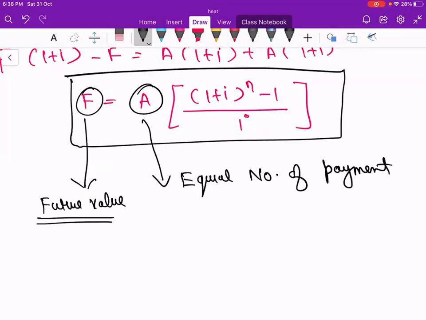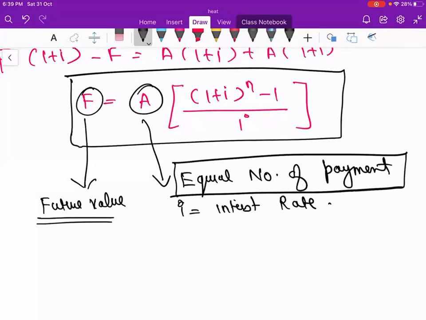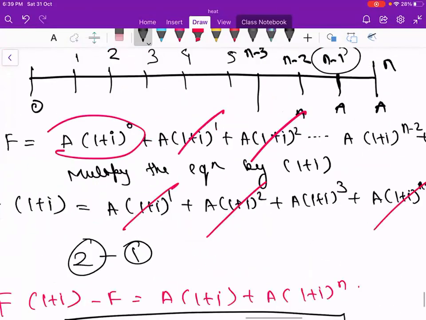This is equal number of payment, and I is the interest rate. Here this is the future amount. This word here, it is equal number of payment. If equal number of payment is given, then only you can apply this formula. If equal number of payments is not given, then you have to go step by step. You have to calculate for every year like this.